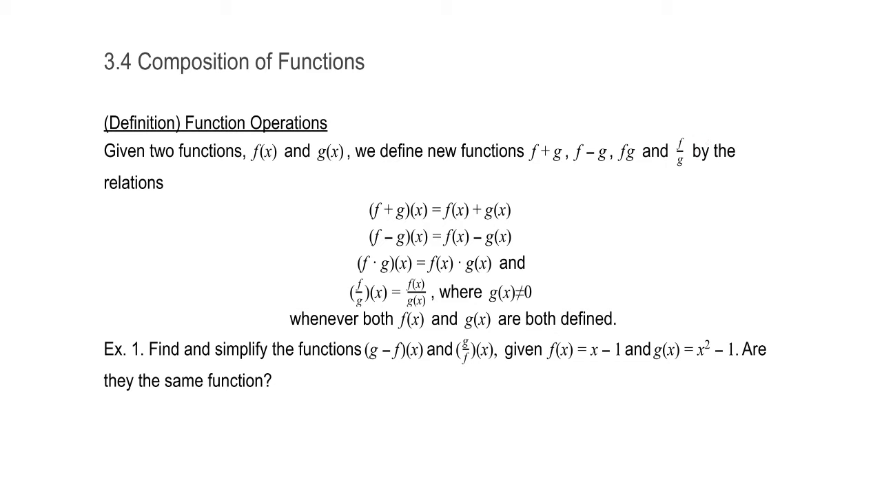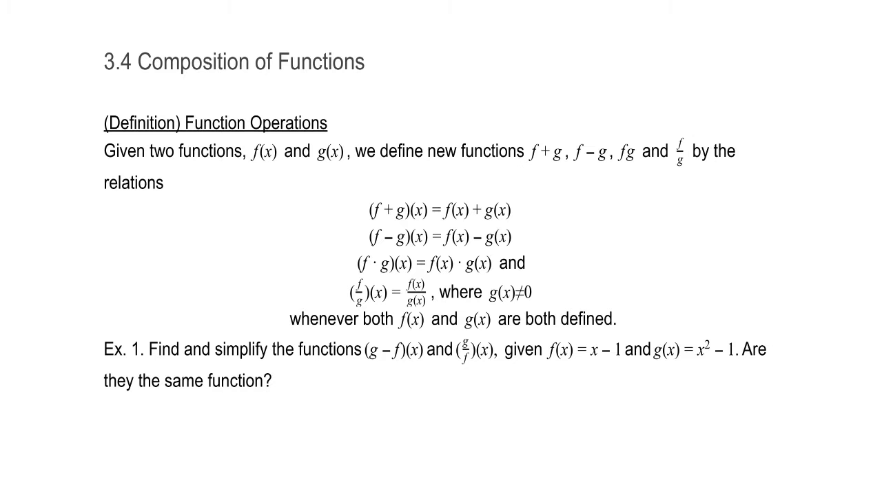By these relationships, f plus g of x is f of x plus g of x, f minus g of x is f of x minus g of x, f times g of x is f of x times g of x, and f divided by g of x is f of x divided by g of x. And this is true whenever g of x is not 0. We cannot divide by 0 still. And this is true whenever both of these functions are defined.